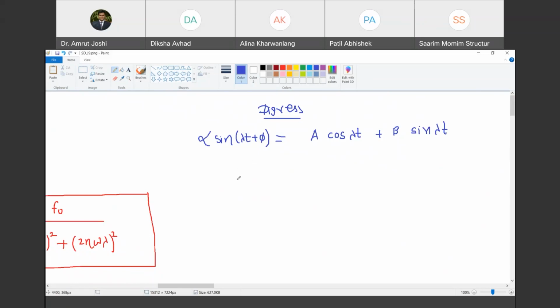Sin a plus b का फॉर्मूला क्या है? Sin a cos b plus cos a sin b. Are you with me? So sin lambda t cos phi plus cos lambda t sin phi, and both these terms will be multiplied by alpha. This has to be equal to a cos lambda t plus b sin lambda t. Happy? Are you with me?